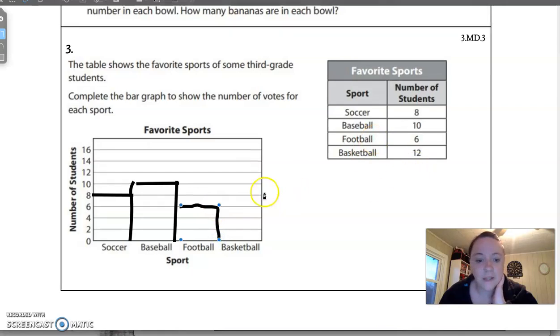And then our basketball is 12. So it's all the way up here. And then we need one. I always draw the line on the side so you can see it. I guess I should have done that over here. Just so you can see it.